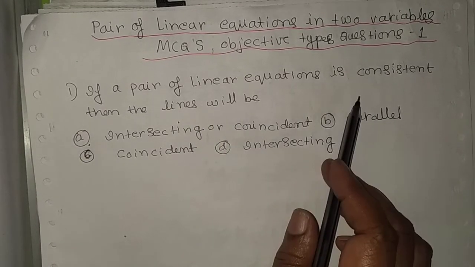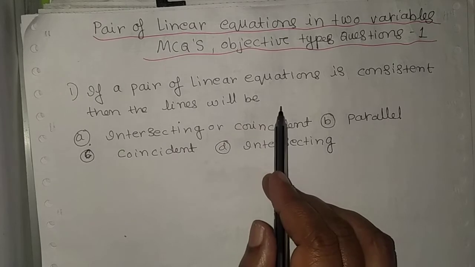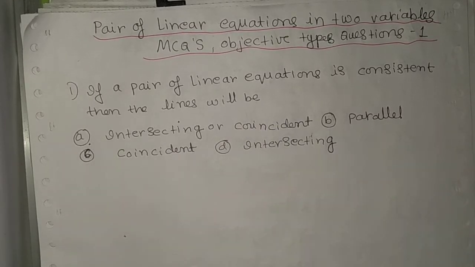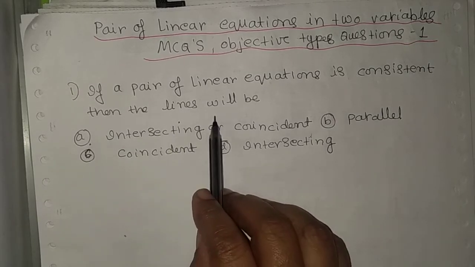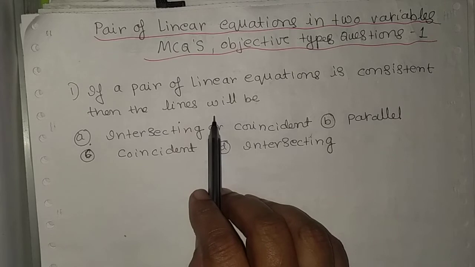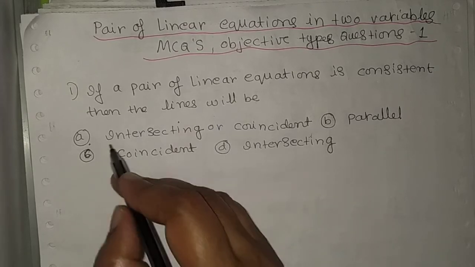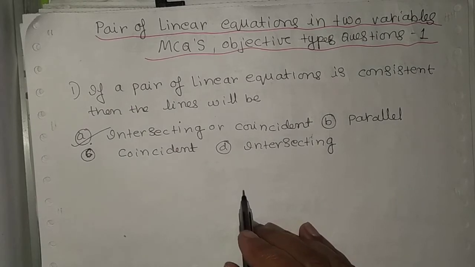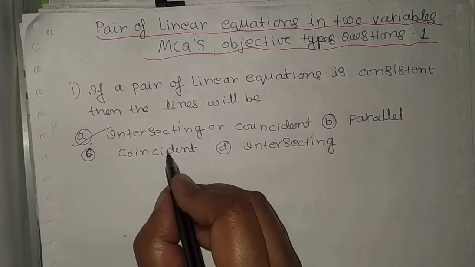If a pair of linear equations is consistent, then the lines will be, four options are given. So what do the options mean? If we have these conditions, inconsistent, consistent, then the option will be A. So this one, intersecting and consistent. If the pair of lines are consistent, option A is the correct answer.